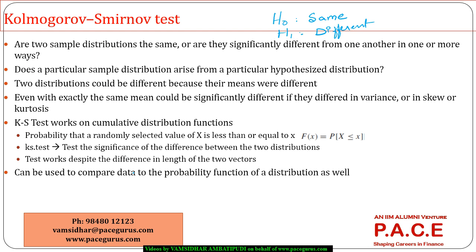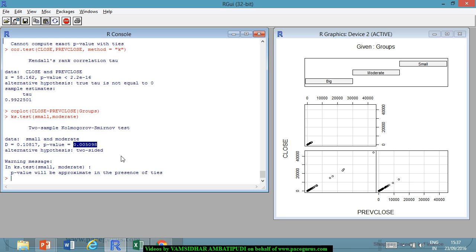It is simply assessing whether the difference between the two distributions is more or less uniform, or very significantly different, which has to be understood separately. And in some cases, I can also use this KS test to compare the data to a particular probability function. So if I want to say whether small is coming from a particular distribution, let's say a normal distribution, of course, I could have used the Shapiro test for that, but I am just trying to use the Kolmogorov-Smirnov test in this case.